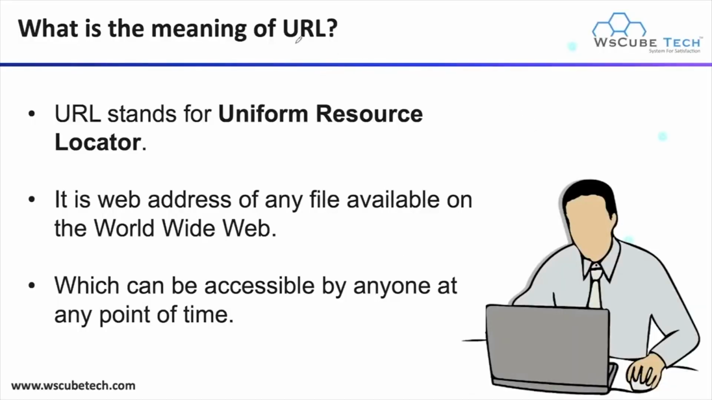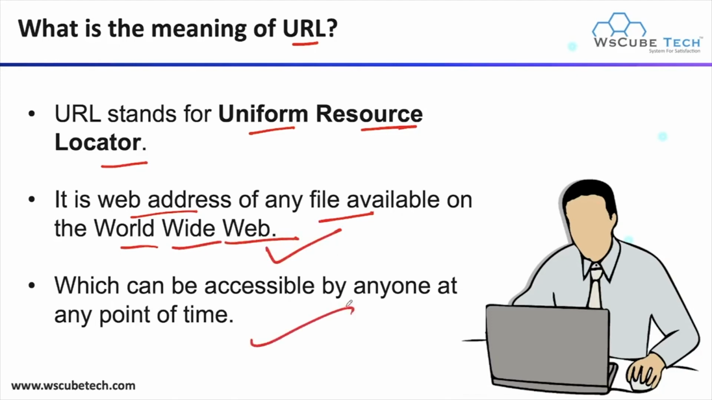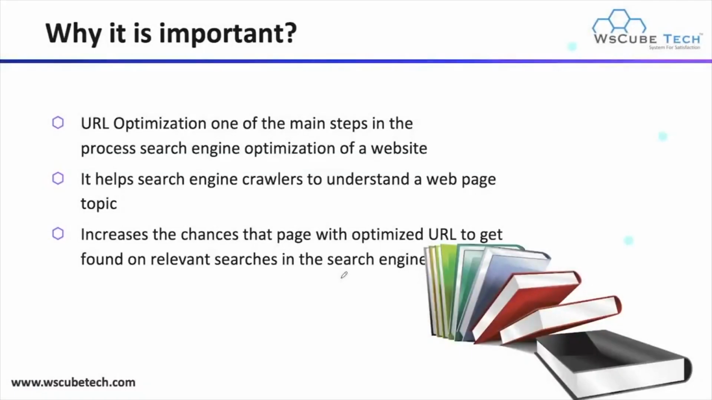What is the meaning of URL here? URL stands for Uniform Resource Locator. It is the web address of any file which is available on www, that is your World Wide Web, which can be accessed by anyone at any point of time. So this is the meaning of URL here.